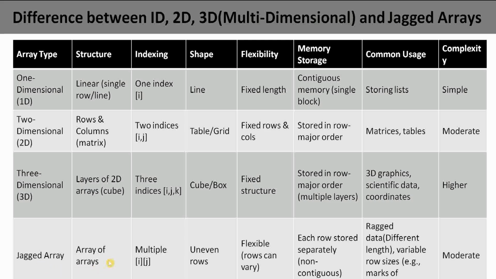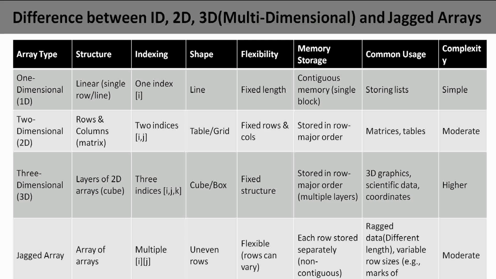Next one we have jagged arrays. Arrays of arrays, means inside an array we have some more arrays, so that is a jagged array where we have multiple arrays, means arrays of arrays, arrays inside arrays, uneven rows. We provide any particular elements for a particular row, so it is not compulsory to set the fixed length or fixed element size for each row. We can set it according to the requirement. It is flexible, rows can vary, means in each row we can set the size on demand.